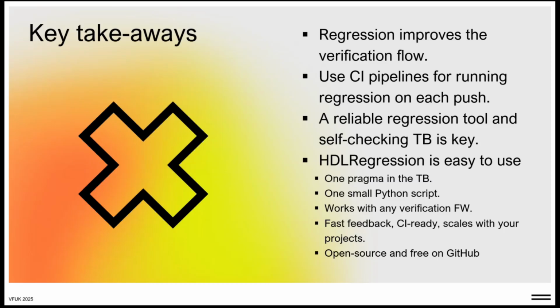So, wrapping things up. Regression improves the verification flow, especially when it runs on every push. And HDLRegression makes that very easy. There's one pragma, one small script, and it works with any framework and gives fast feedback. And it is open source and free on GitHub.